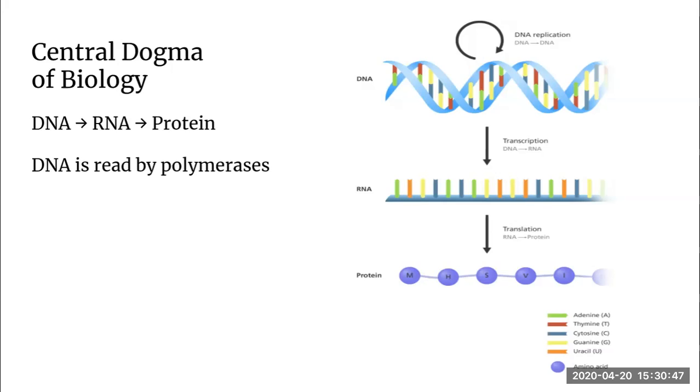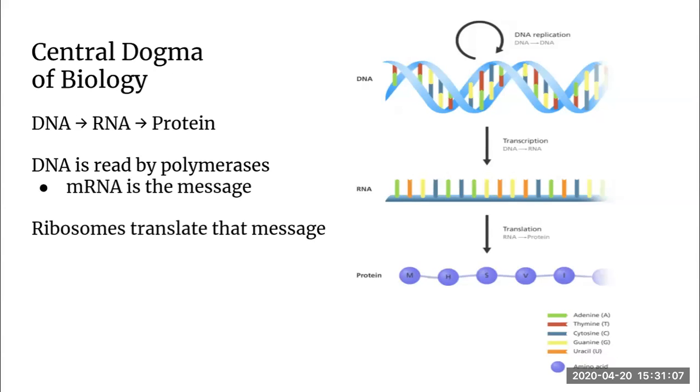Couple other factoids: DNA is read by those polymerases. So DNA-dependent polymerases, for humans, or for animals, or any cellular life for that matter. And that makes the messenger RNA. That mRNA is the message which encodes the protein. And so the ribosomes then translate that message, and that makes the fully functional protein.